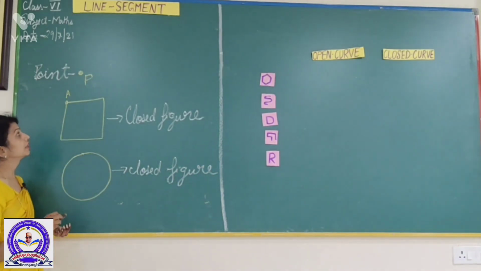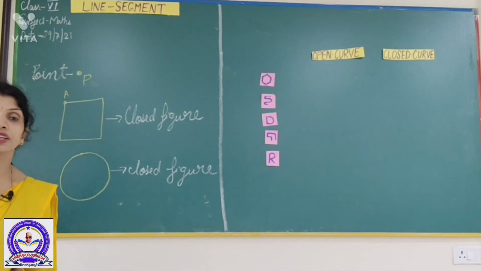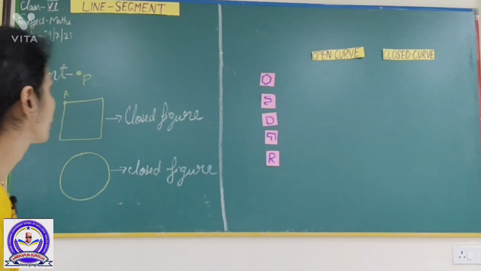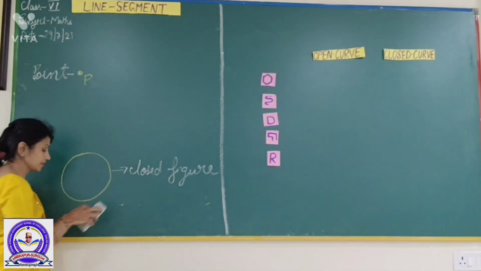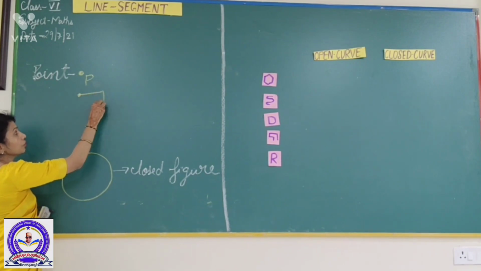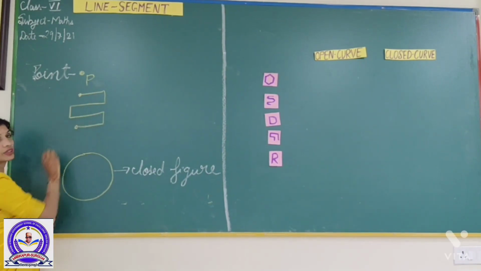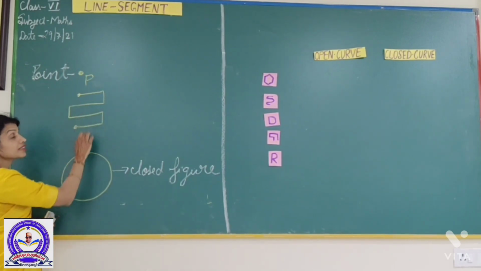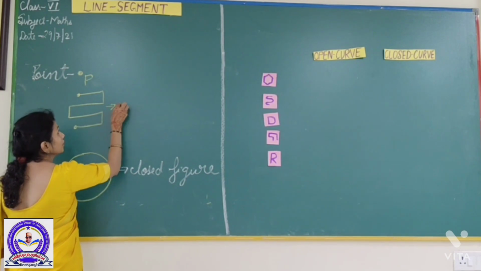But now if I start from another point like this, see, I started from this point, I move here, then here, and here, and I end at another point. So what? It's an open figure. What do we call it? Open figure.